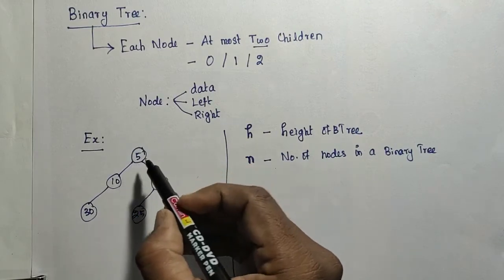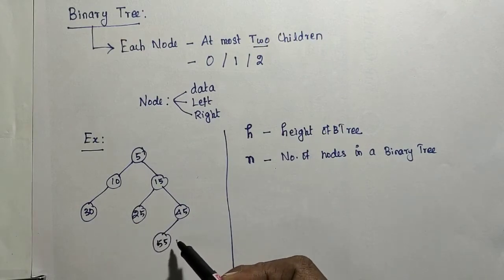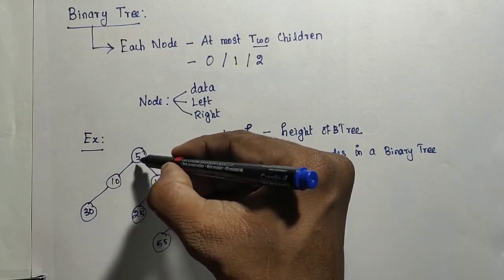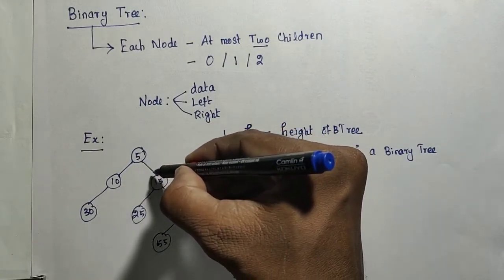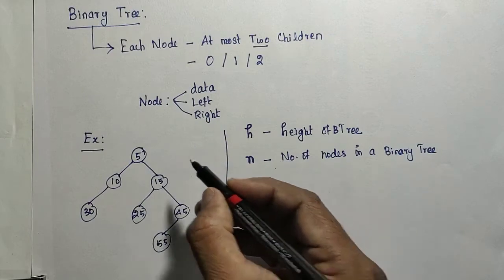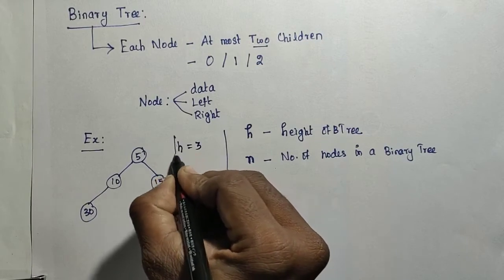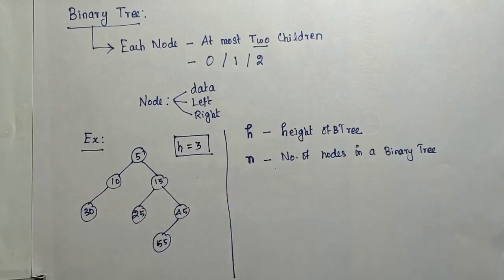to reach the leaf node is the 30, 25 and then 55. Which one is the longest path? The 55. So what is the path? 5, 15, 45 and 55. So what is the length? Number of edges between that path. So 1, 2 and then 3. So height of this tree is h equal to 3.